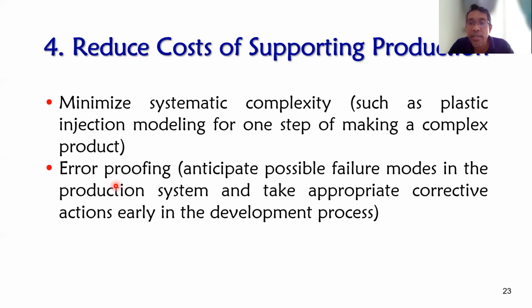And then number 2 is error proofing. So error proofing is an important aspect in DFM to anticipate possible failure modes in the production system, and then to take corrective action earlier in the development process. One type of failure mode may arise from having slightly different parts that can be easily confused, for example. So that is a Poka-yoke system.